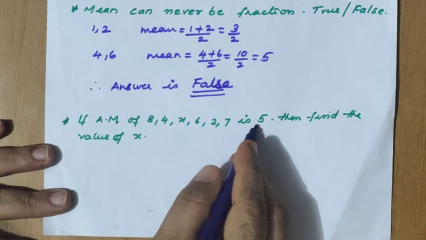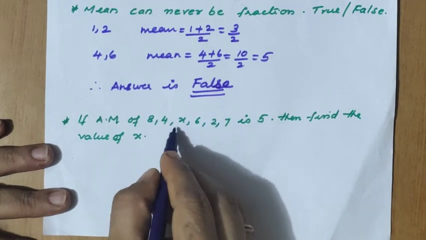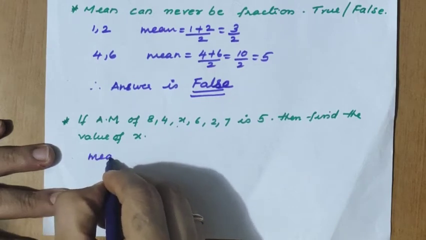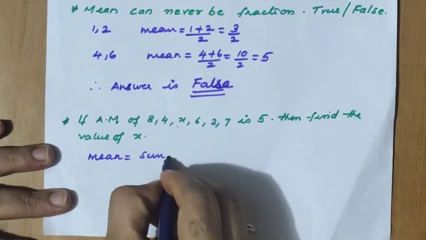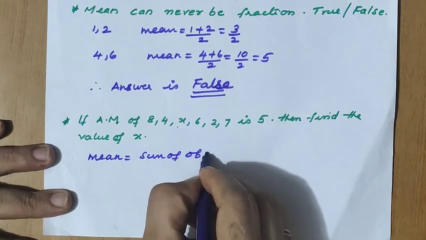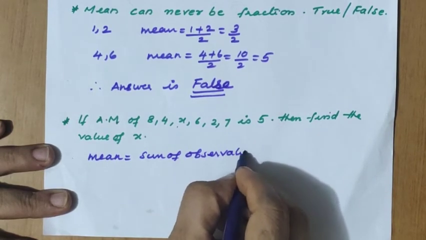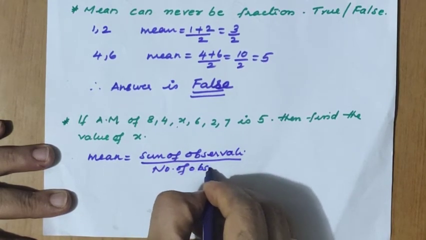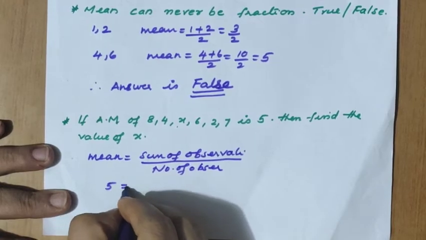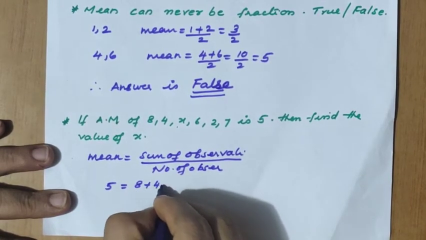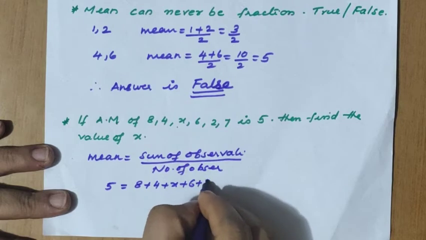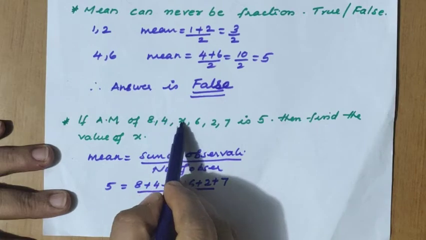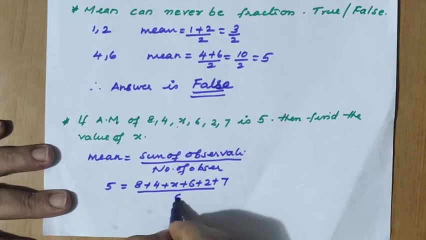So the arithmetic mean is given. What is the arithmetic mean? 5. And the unknown x we have to calculate. So mean equals the sum of the observations divided by the number of observations. So we will write here mean 5 equals 8 plus 4 plus x plus 6 plus 2 plus 7, divided by how many observations are there? 1, 2, 3, 4, 5, 6.